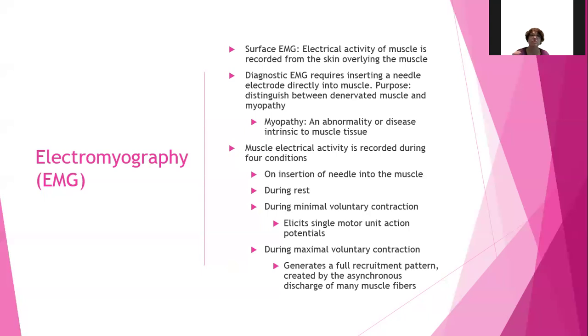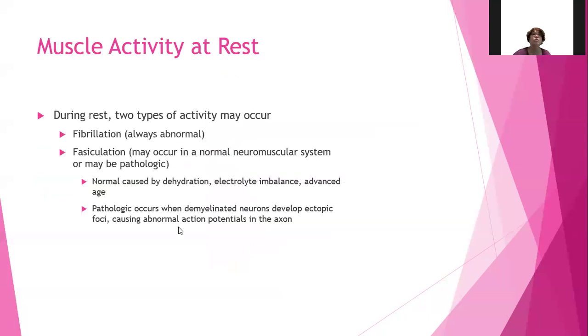So the information that they get is: is it the nerve? Is it the muscle? Is it the neuromuscular junction? During rest, you might get fibrillation, which is always abnormal, or fasciculation, which could be normal or not. The fasciculation that's normal is caused by dehydration or electrolyte imbalance, or sometimes just being old. It's kind of a drag.